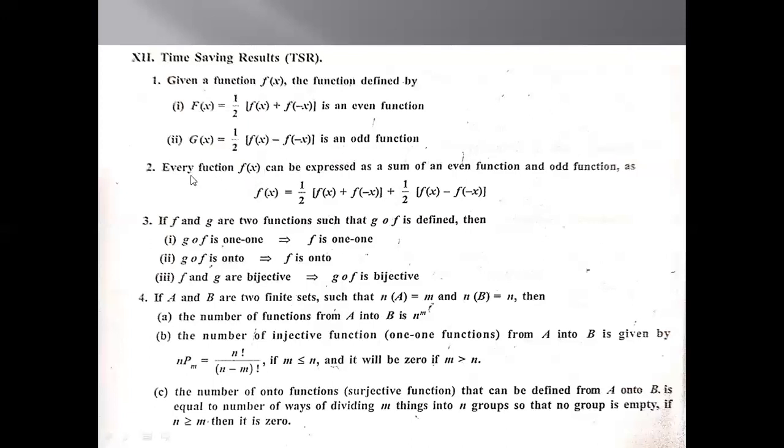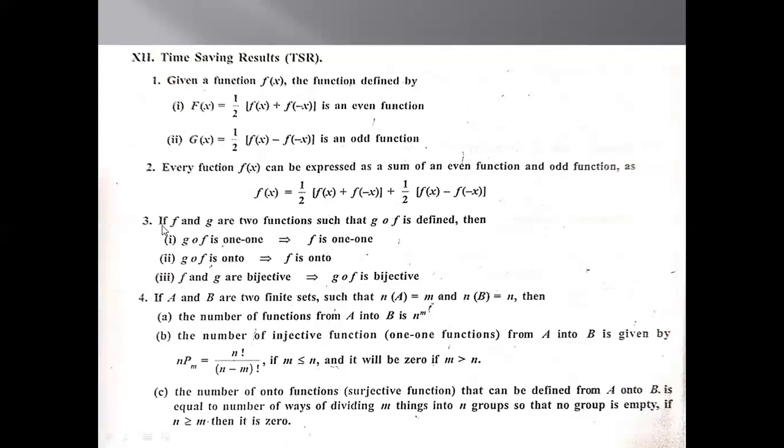Second point, every function f of x can be expressed as a sum of an even function and an odd function as f of x is equal to 1 by 2 into f of x plus f of minus x, plus 1 by 2 into f of x minus f of minus x, like symmetric and skew symmetric matrices. We can express every function as a sum of an even and an odd function like this, because the first one is an even function and the second one is an odd function.